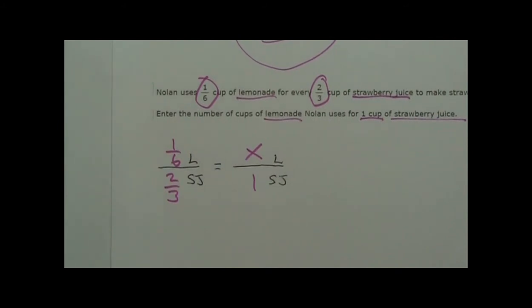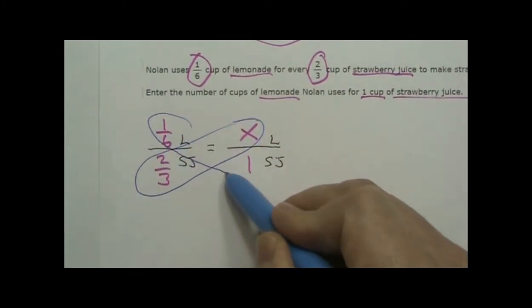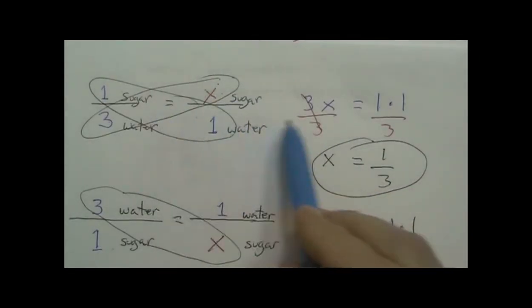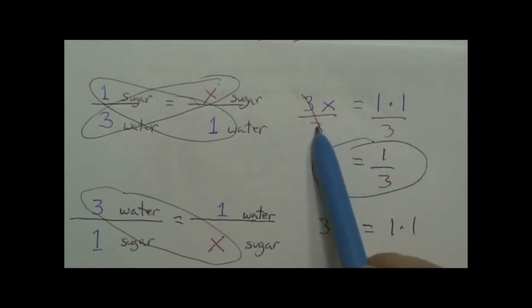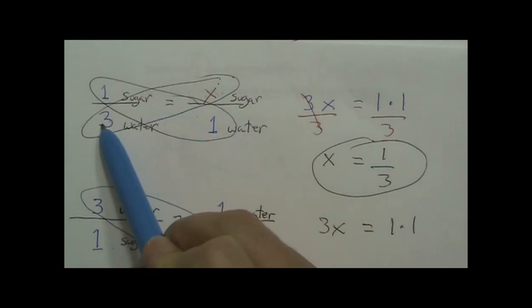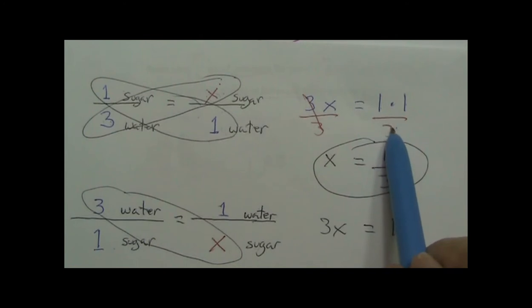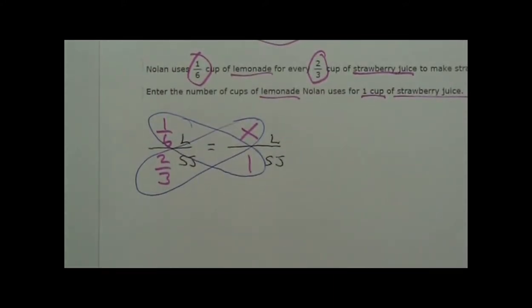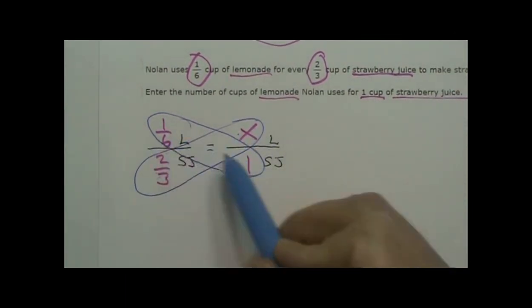Then we can use cross products. Now remember on the other problem, when we did cross products, 3 times x is equal to 1 times 1, and then we divide by 3. Notice whatever is diagonal of the x is going to be at the bottom, and the other two are on top. See that? That's the way it works out. So we'll just use that same principle on our problem. It's basically going to be this times this equals this times this.